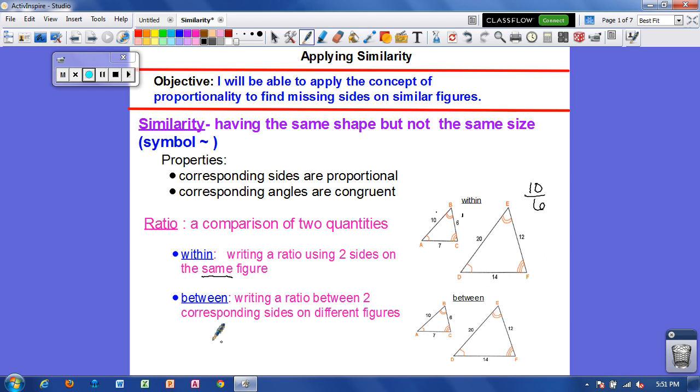Now, if I was going to write a between ratio, that's writing a ratio between two corresponding sides on different figures. So I'm going between the triangles. So let's say I select 10 from the smaller triangle. That's on side AB. So I want to find the corresponding side, which would be the side that looks the same, from the bigger triangle. That would be side DE, and that number would be 20. So I'm taking this side from the smaller triangle, putting that over the side from the larger triangle, and I just created a ratio between the triangles.